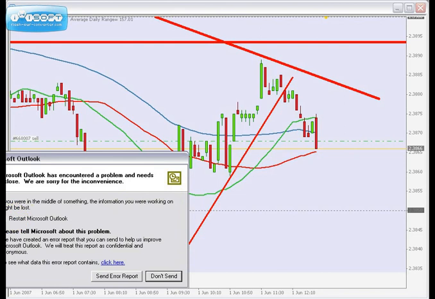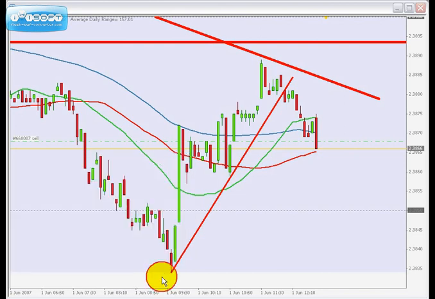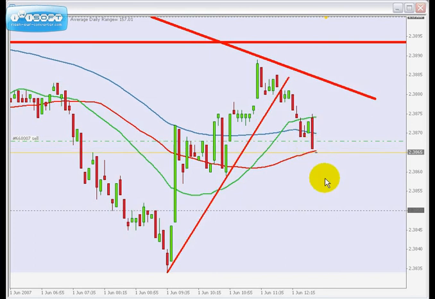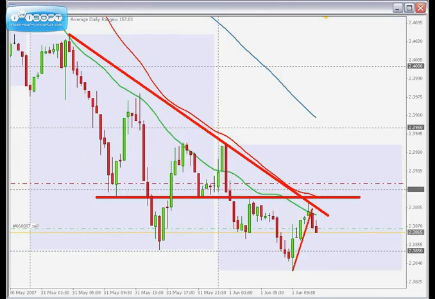Oops, my Windows, my Outlook has just crashed. Anyway, breakout of the retracement trend line with a pullback and continuation making new lows. That's my entry. Stop loss. I've stretched my stop loss a little bit.